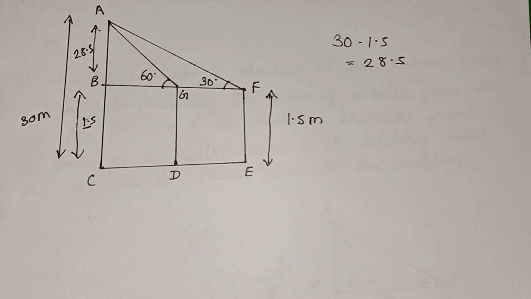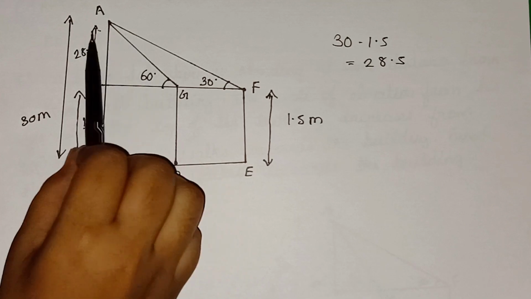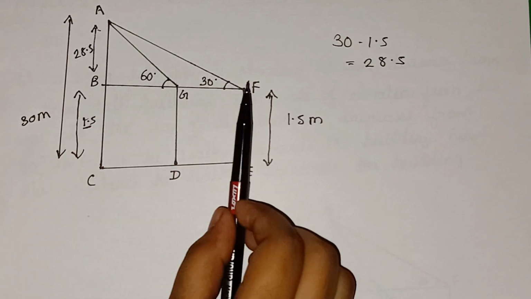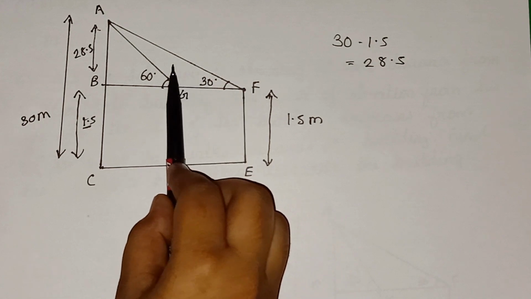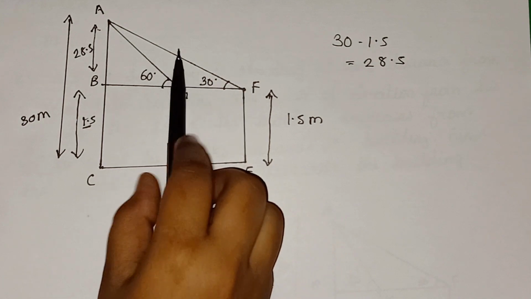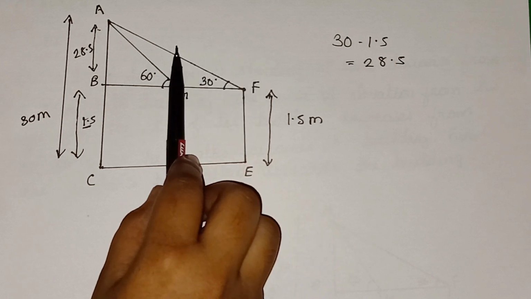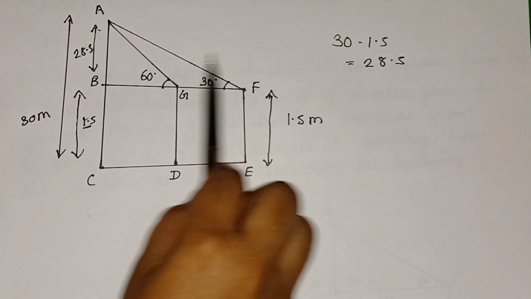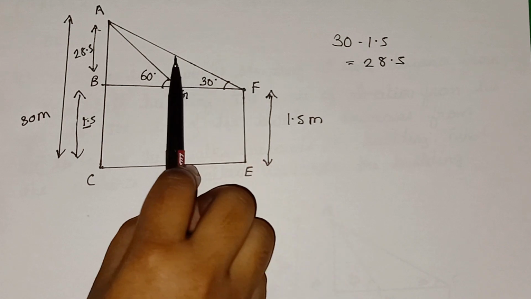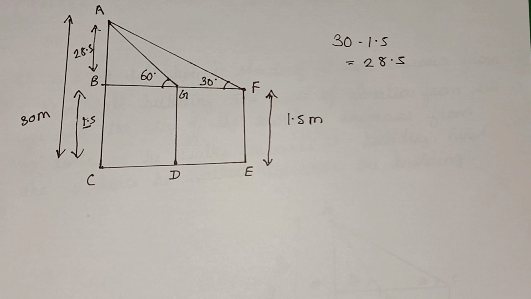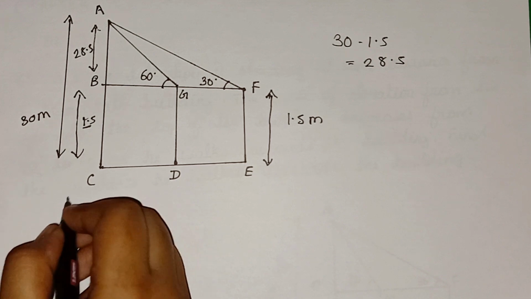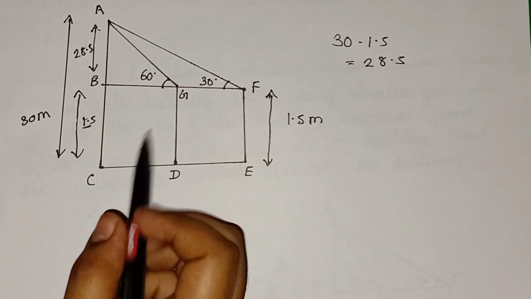Remember carefully. We have to find the distance traveled by the boy. So this is the building, isn't it? From here the boy moved like this, and he stopped here. So we have to find this particular distance. Since we have to find the distance, let us take triangle ABF.